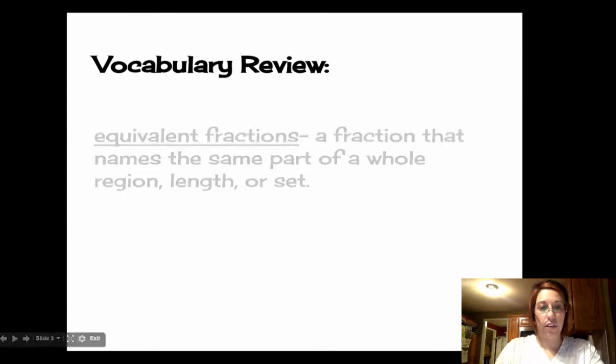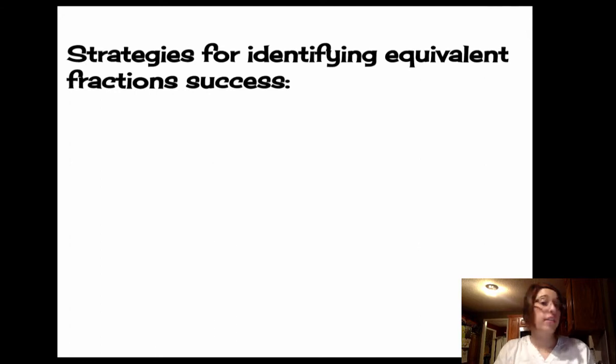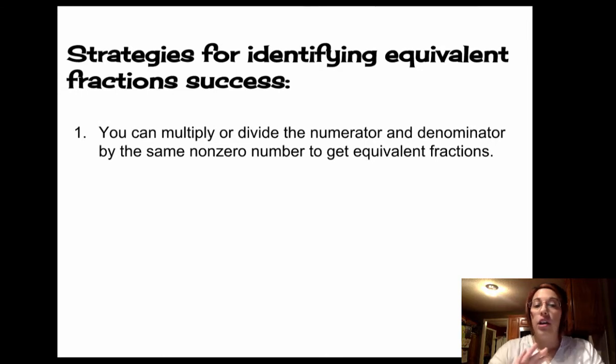So vocabulary for this lesson is equivalent fractions. That's a fraction that names the same part of a whole region, length, or set. Our strategy for success for identifying equivalent fractions is really just one process. You can multiply or divide the numerator and denominator by the same non-zero number to get equivalent fractions. Now, the important thing is that you have to use the same non-zero number with both the numerator and the denominator to get an equivalent fraction.